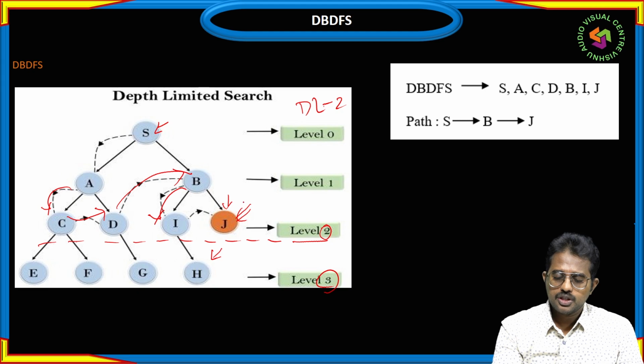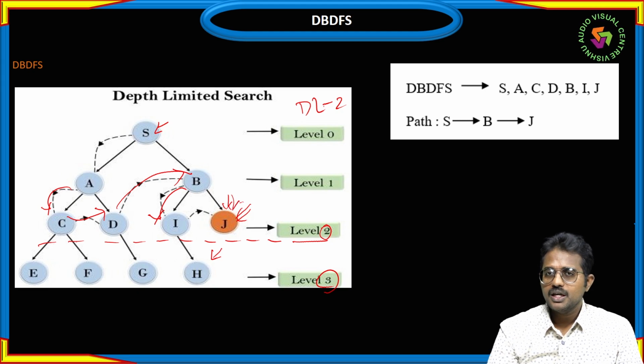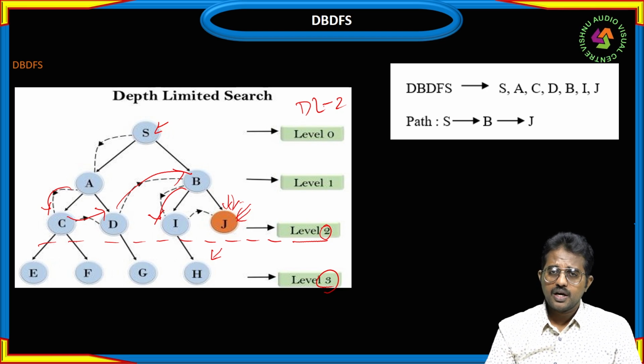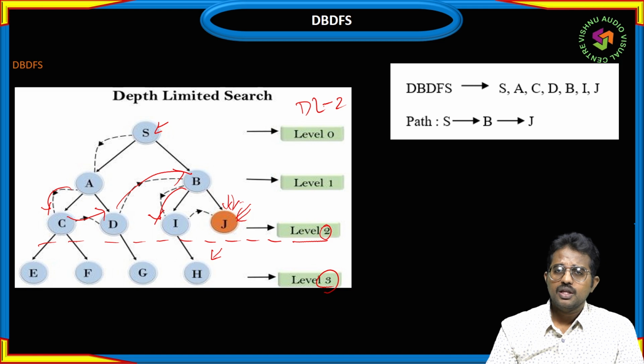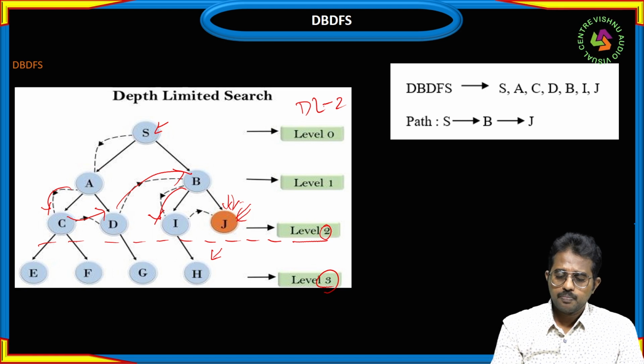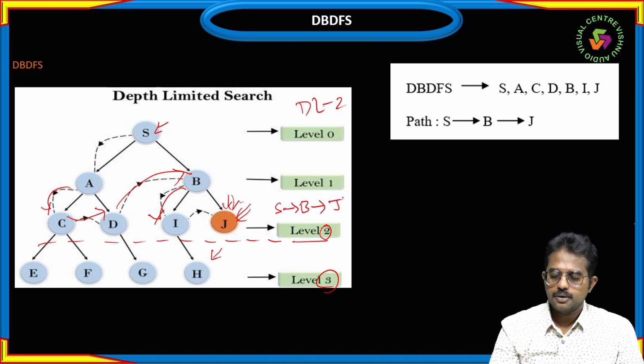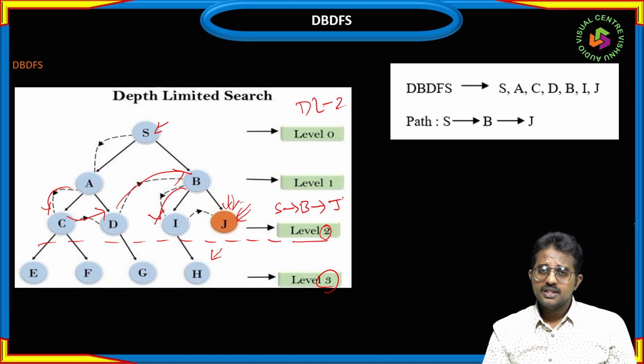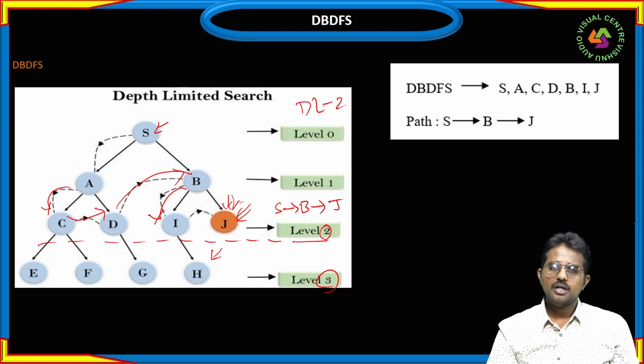This J will be picked and tested. Here the goal test condition will be true because J is the goal node. After finding it, I am going to give the path by using the reconstruct path function. I will give the path from S, that is S to B and B to J. So this is the depth limit search, or depth bound DFS, on a graph.